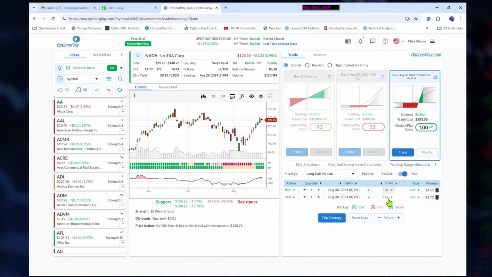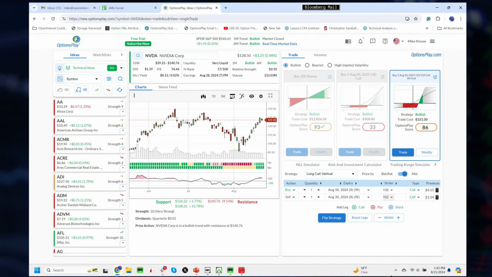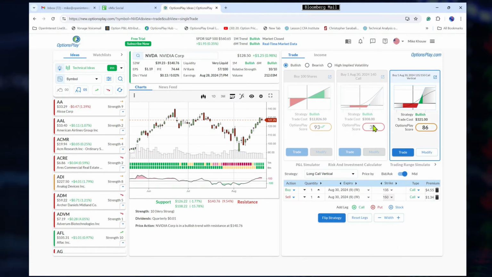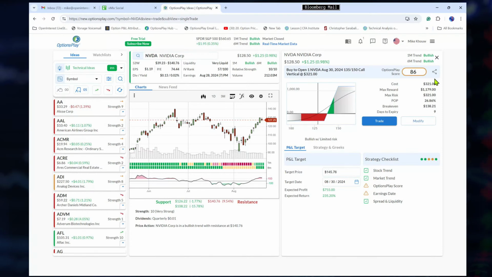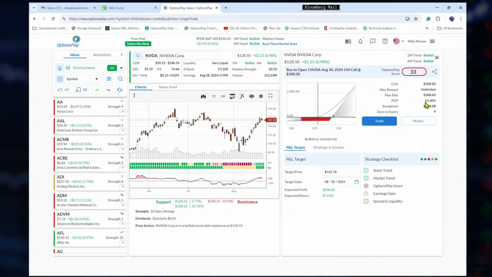So 135, 150, let's say. There we go. That's pretty close to a little over $3. So we're in the same ballpark now in terms of cost. Now, which trade do we like better? Well, this trade here, the call spread on the right, has an upside break even of 138.21, up $10, which is inside of the implied move. And this one has an upside break even of 143.08, which is a little bit outside the implied move.